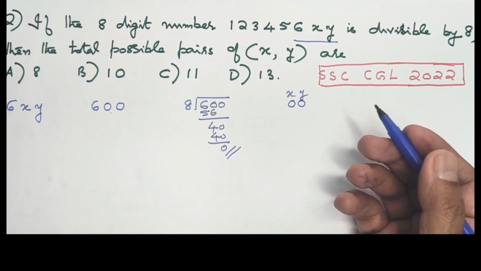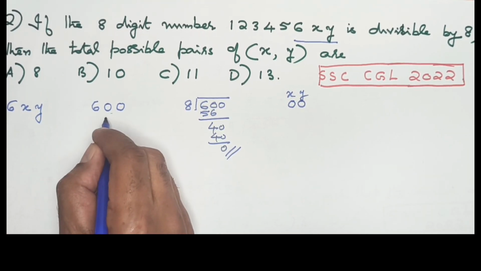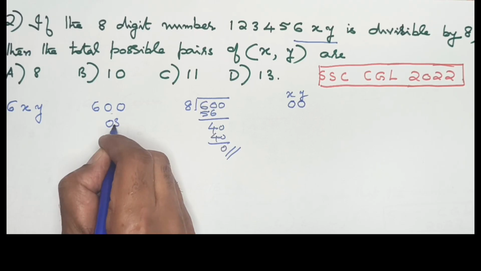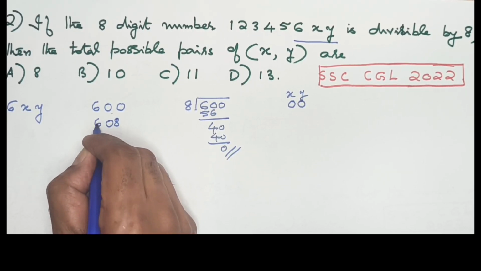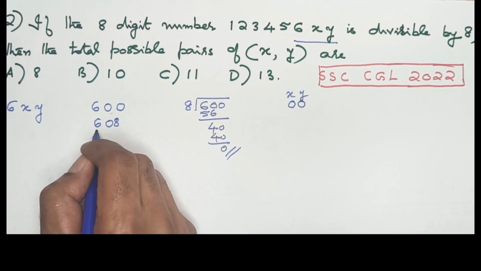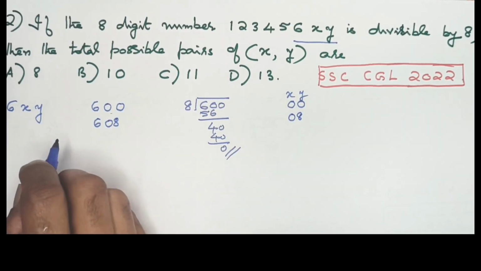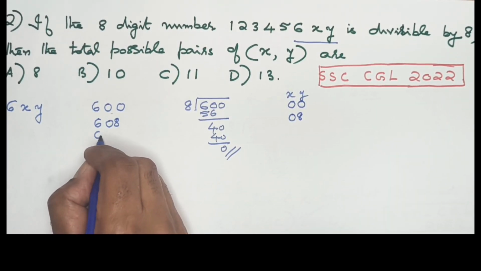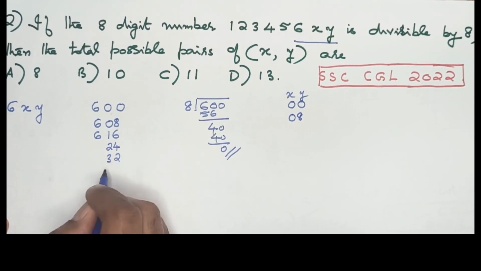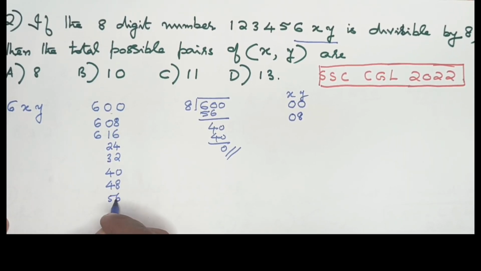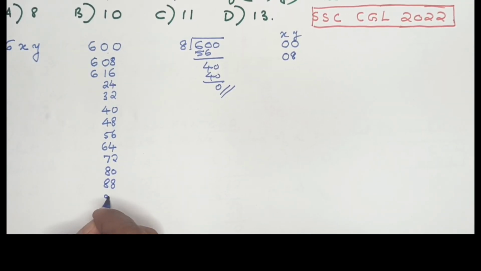Now what could be the next possible value for x and y? You just keep adding 8. If this number is divisible by 8, this is the number you get by adding 8 to the 600. Okay, if you want you can write 6 also. So the next number divisible by 8 will be 608. So you have 08. That is the next possible value for x and y. It will go on like that. 616. Okay, let me drop 6. 24, 32, 40, 48, 56, 64, 72, 80, 88, 96.